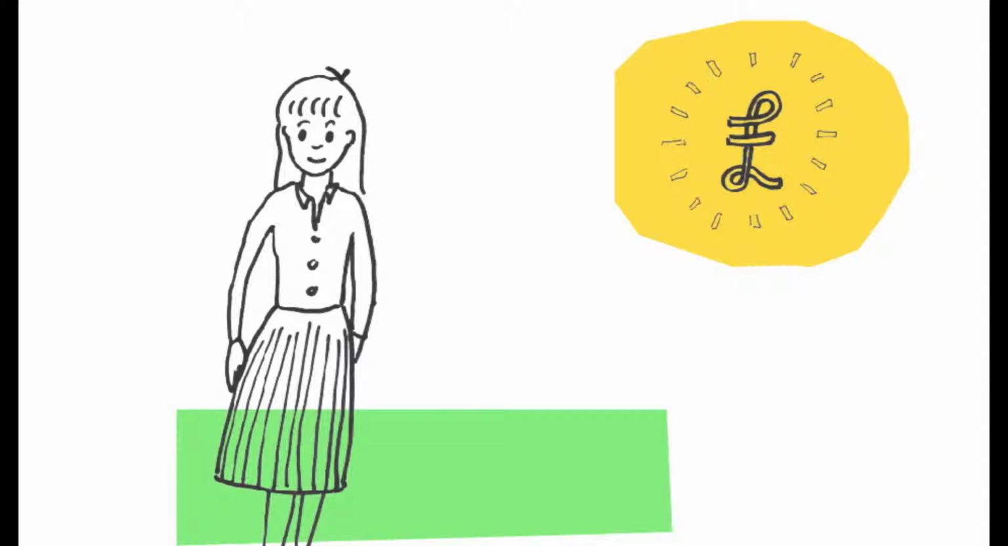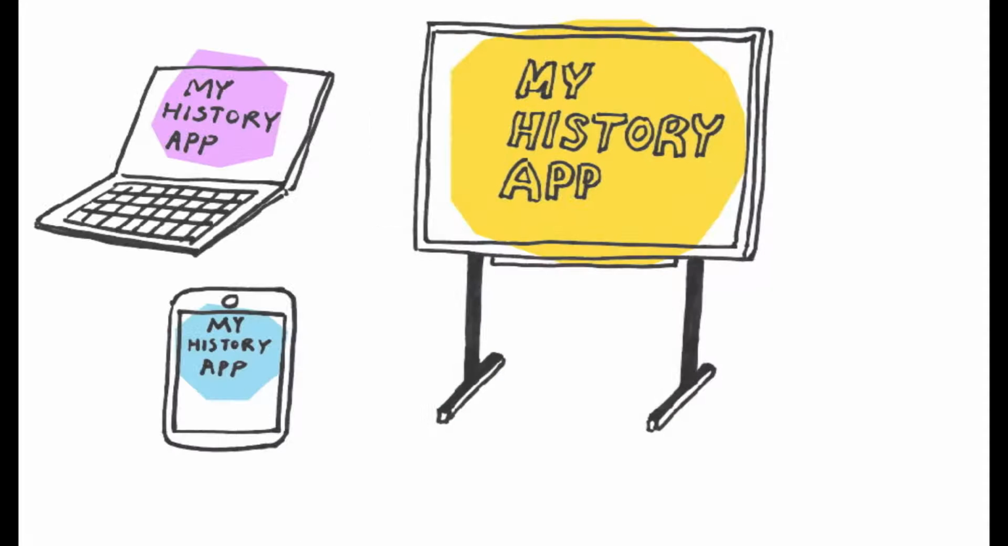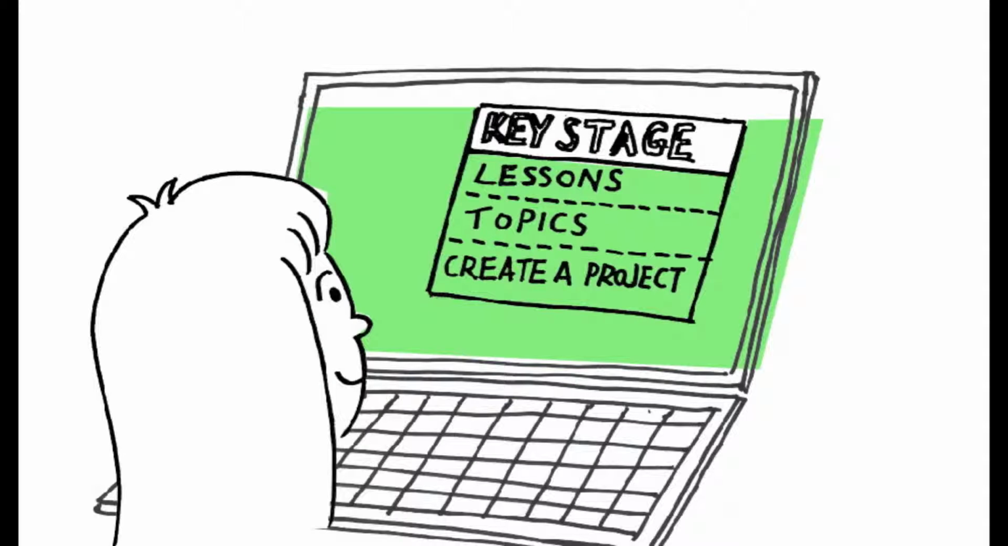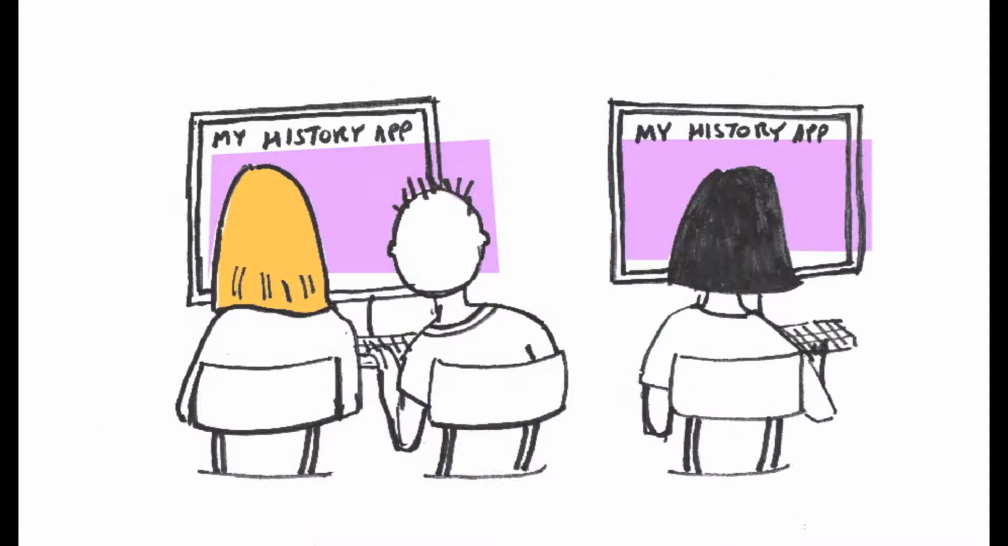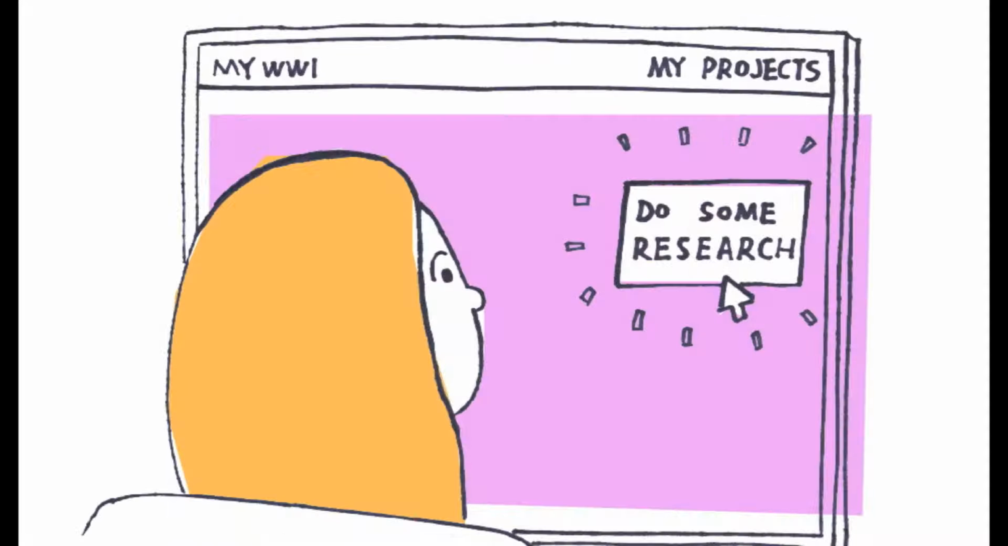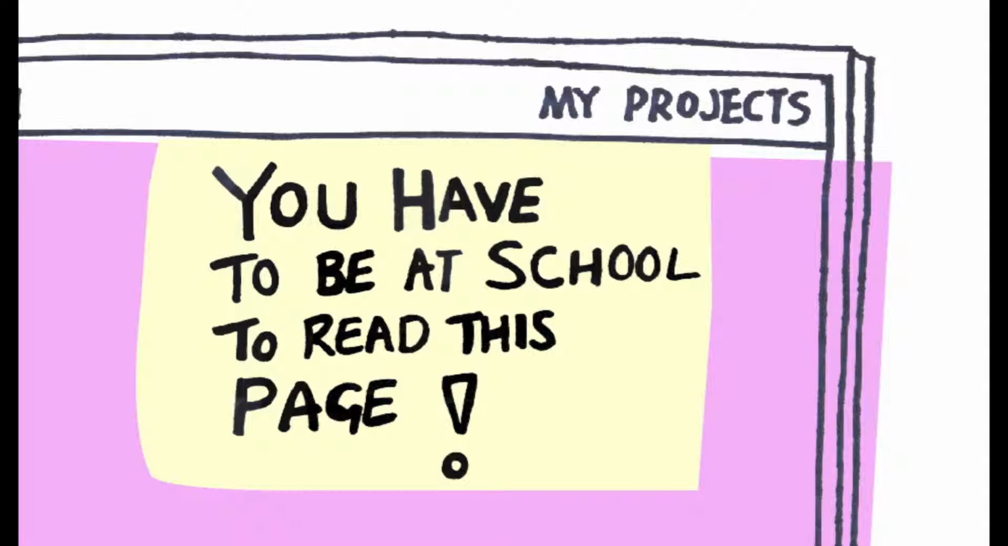Our school recently subscribed to My History app for desktop, tablet and whiteboard. It's easy to use. Teachers can find content by key stage, review lessons, topics and teaching notes, and create projects. Students can access it at home and at school through the My History app website using their universal login. They can do research using the D.C. Thompson Family History database, but only from inside the school.